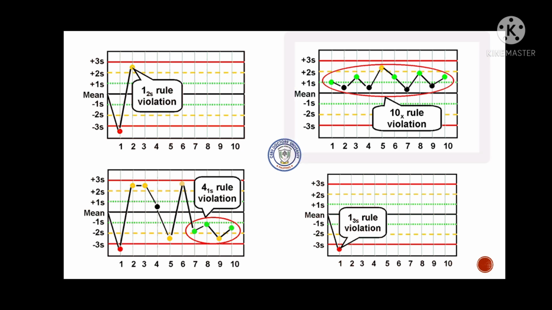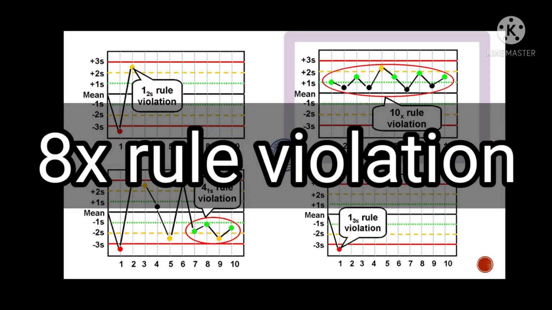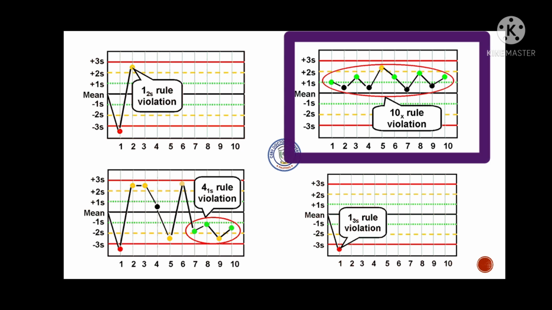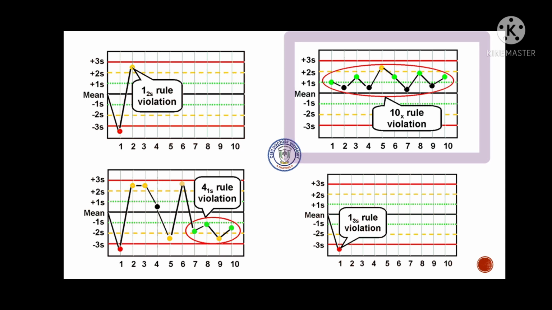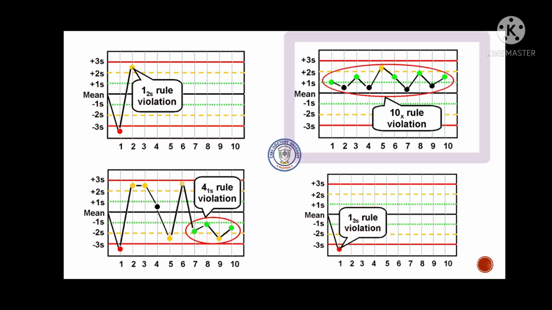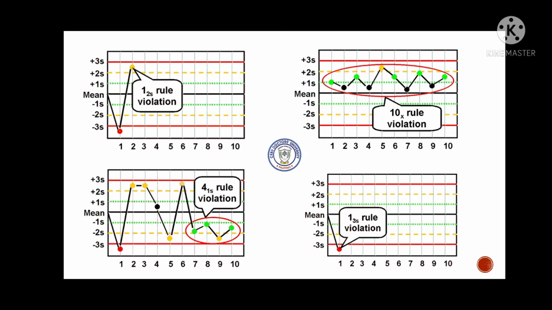In addition, you will sometimes see some modifications of this 10x rule. There is also an 8x rule. This means that you have to reject when 8 consecutive control measurements fall on one side of the mean, either the positive side or the negative side of the mean. Okay? It should be consecutive on either side of the mean.